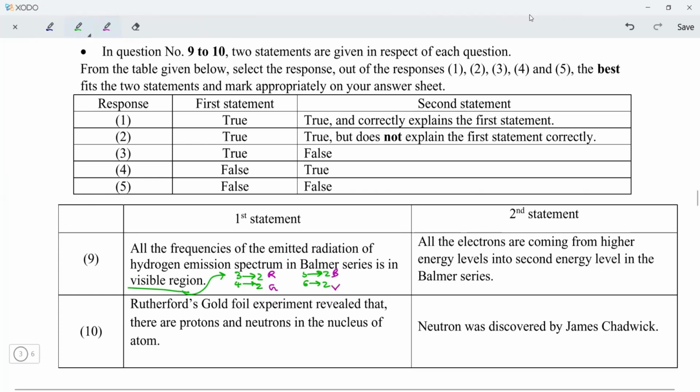So what about the other transitions? They are not in the visible region, right? They are in the ultraviolet region. Other transitions means 7 to 2, 8 to 2, like that. Others are in the ultraviolet region because they have more energy than visible. Is that clear? This is a very important statement. So that statement is wrong because not all the frequencies, only the first four lines. And all the electrons are coming from high energy levels to the second energy level in the Balmer series. That is correct. So answer 4.